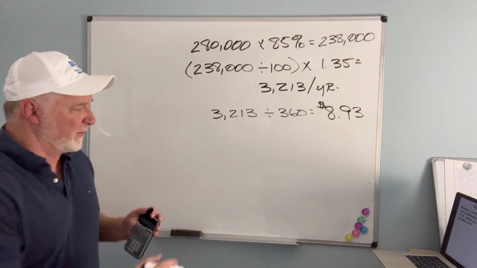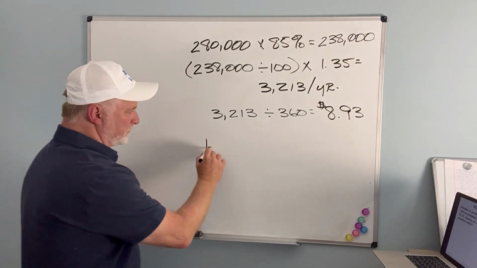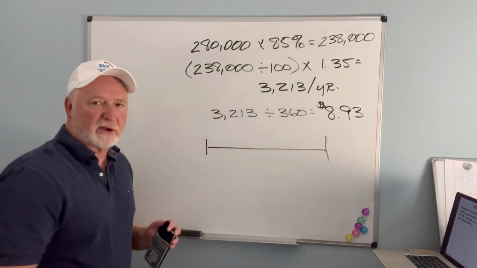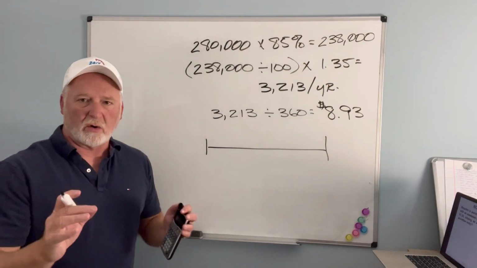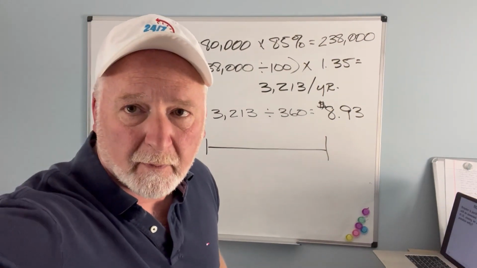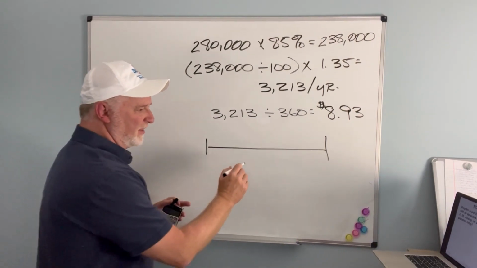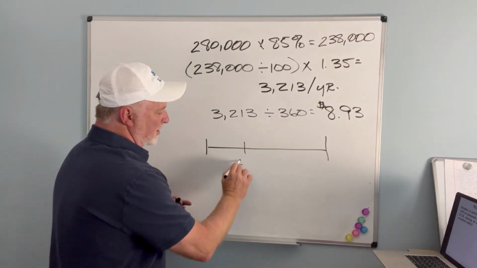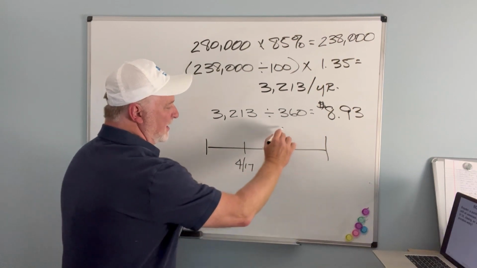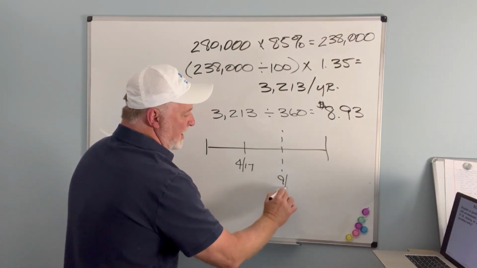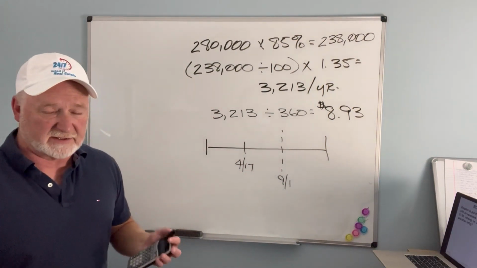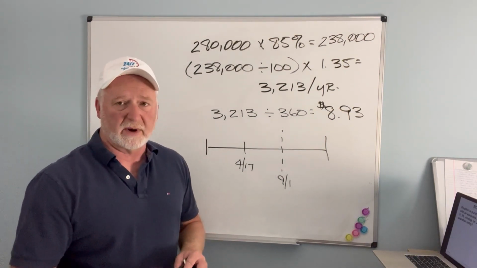Now we look at some information. I always draw a timeline to help me understand a couple of things. One is that we're closing on April 17th. Taxes are not due till 9/1. So I know that in this case, the taxes are unpaid, as I mentioned to you a little bit earlier.